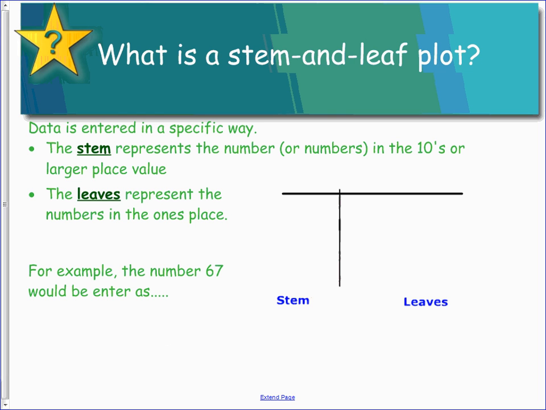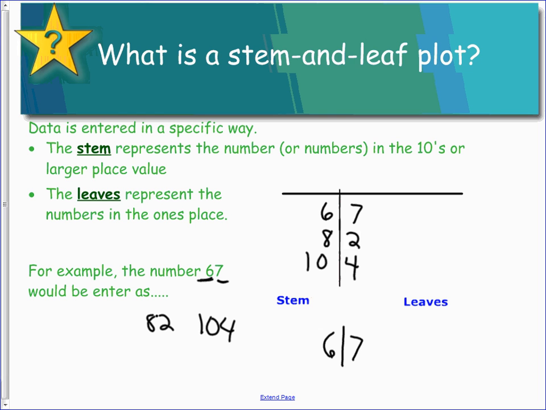Data is entered into a stem and leaf plot in a very specific way. The stem represents the number or numbers that are in the tens or larger place value. The leaves represent numbers in the ones place. So for example, the number 67 would be written as 6, because that's the tens number, and 7, because 7 is your ones number. So when you see 6, 7, it'd be 67. If we were going to enter 82, do the same thing, 8, 2. If we were going to enter 104, it'd be 10, 4.